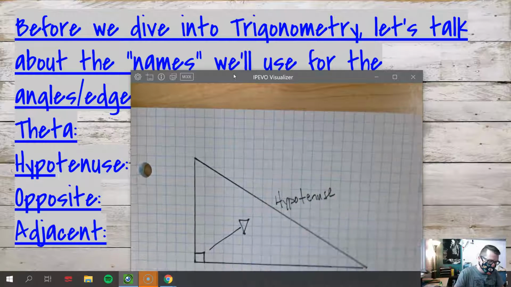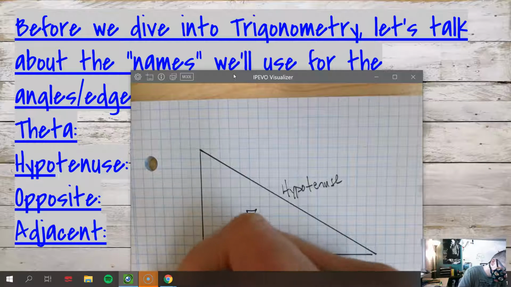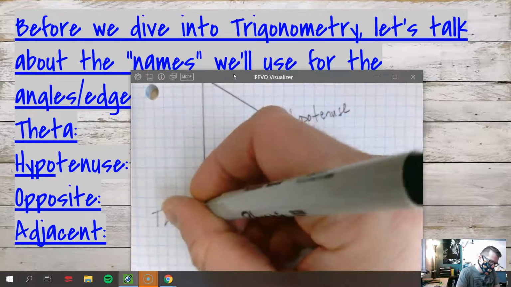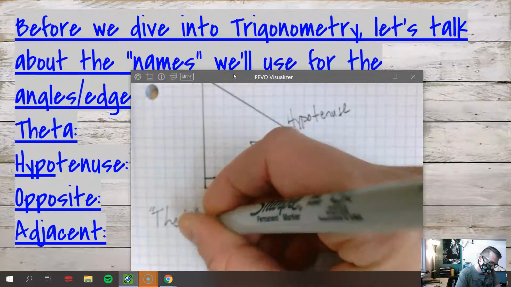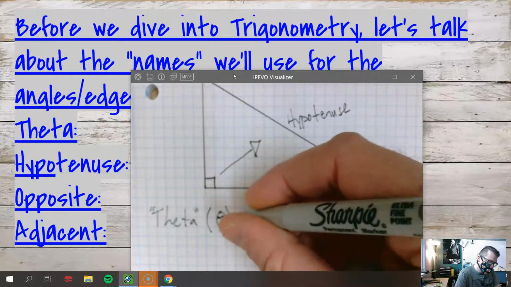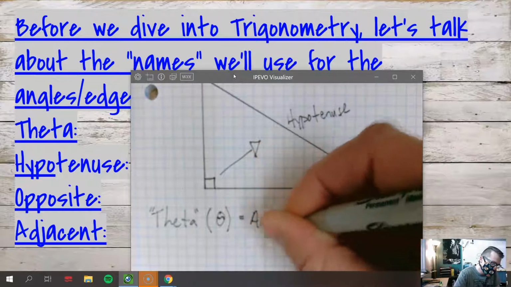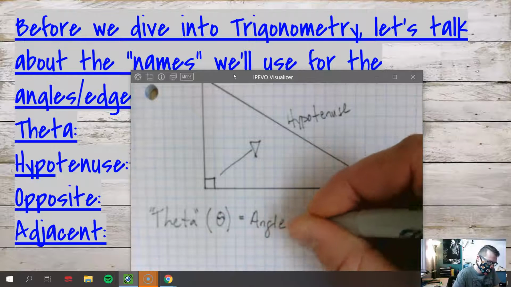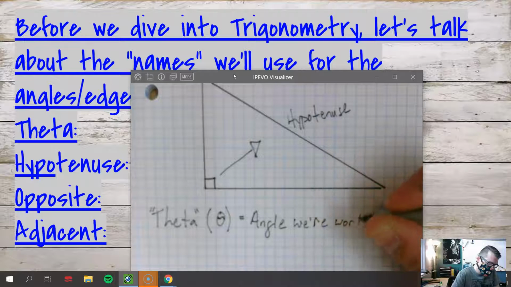Now the next vocab word we need to talk about actually comes with a symbol with it. Anyone ever heard of theta? Okay, what is it? Yeah, it is a reference angle. So theta is the angle that we're looking at that is never the 90. So it's the angle we're working with, or looking at, or calculating with, whatever you want to write.